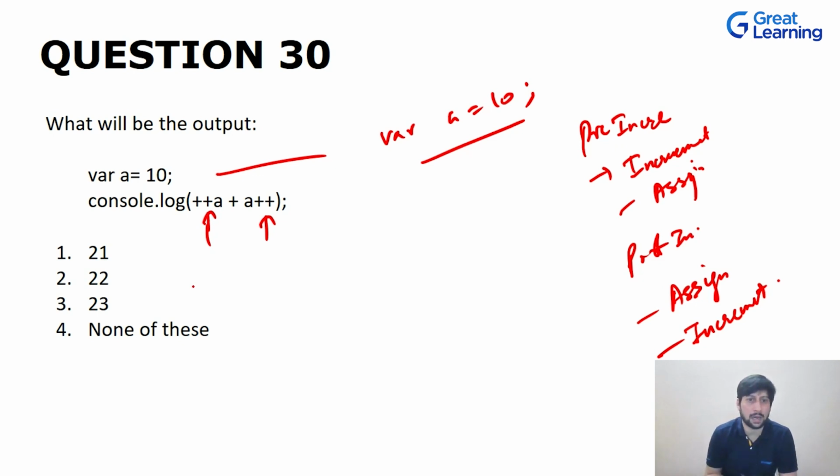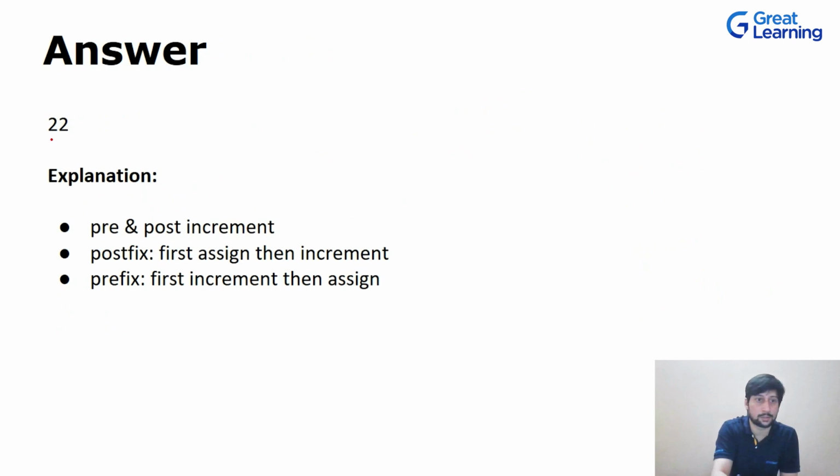So what will be the output in this case? As you can see, we are trying to print it at the same time. So whatever the value will be, it will hold throughout this operation, throughout this statement. So as you can see, we have this 10, right? Here we have this pre and post increment. Post means first assign the value and then increment, and prefix means first increment and then assign the value.